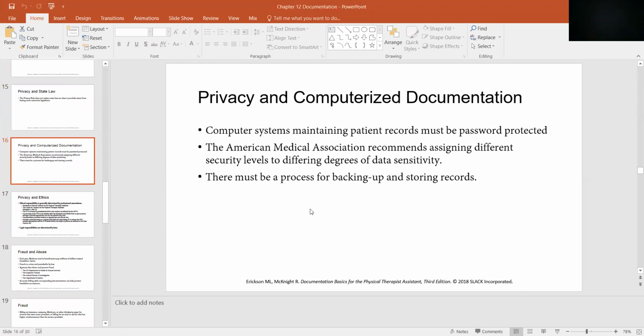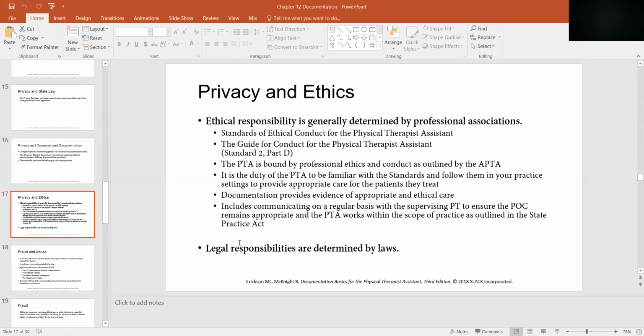Privacy and computerized documentation. Computerized systems maintaining patient records must be password protected. The AMA recommends assigning different security levels to differing degrees of data sensitivity, and there must be a process for backing up and storing records. So privacy and ethics. The ethical responsibility is generally determined by professional associations. So we don't only respect people's privacy, but we have an ethical responsibility to our patients.